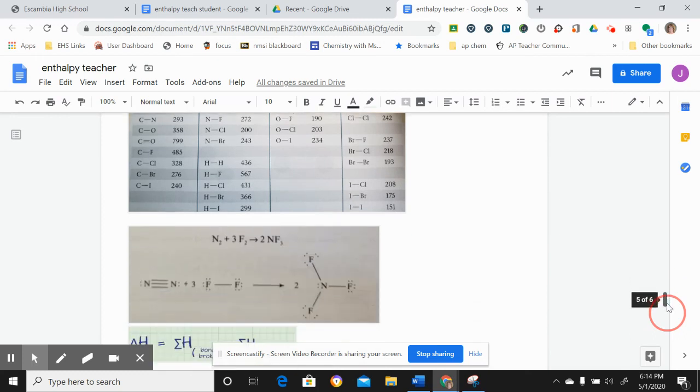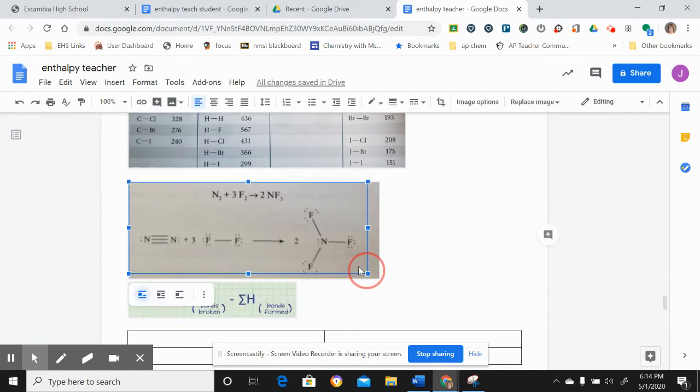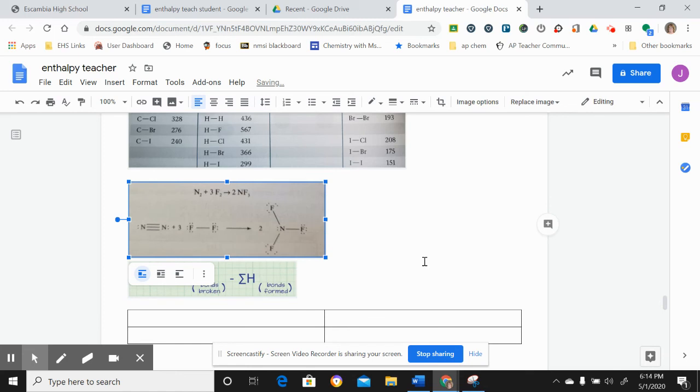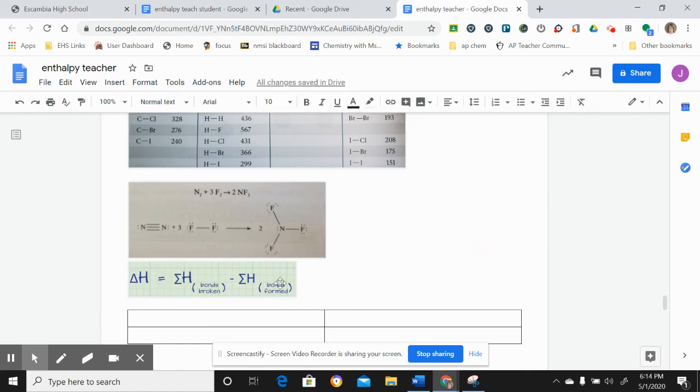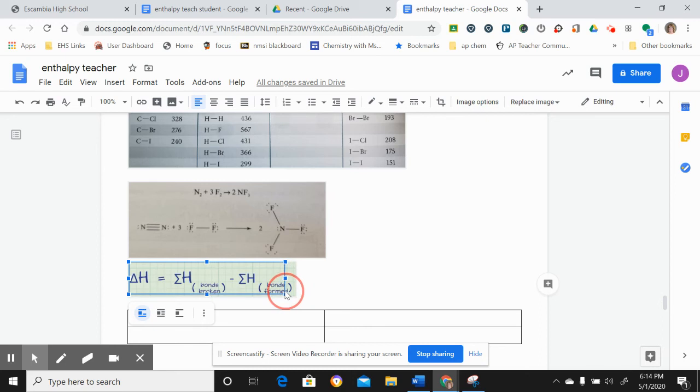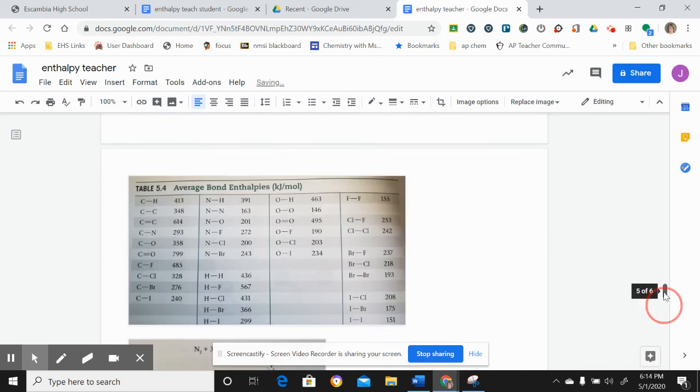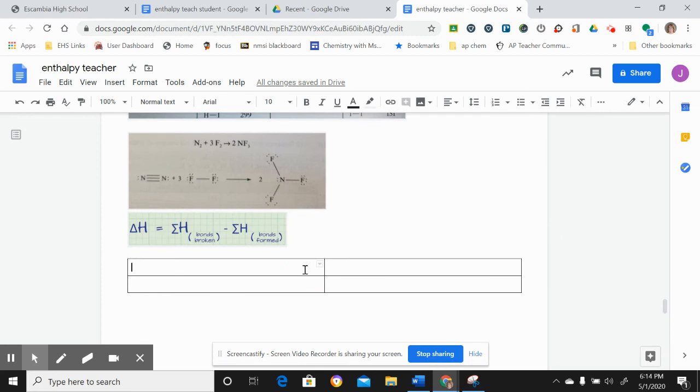Okay, let's look at this one here. I have N2 plus 3F2 forming 2 NF3s. First of all, on the reactant side, I have an N triple bonded to an N. I can't make a triple bond on here, so I'm just going to write it as N triple bond N. How many do you see there? I only have one of them.